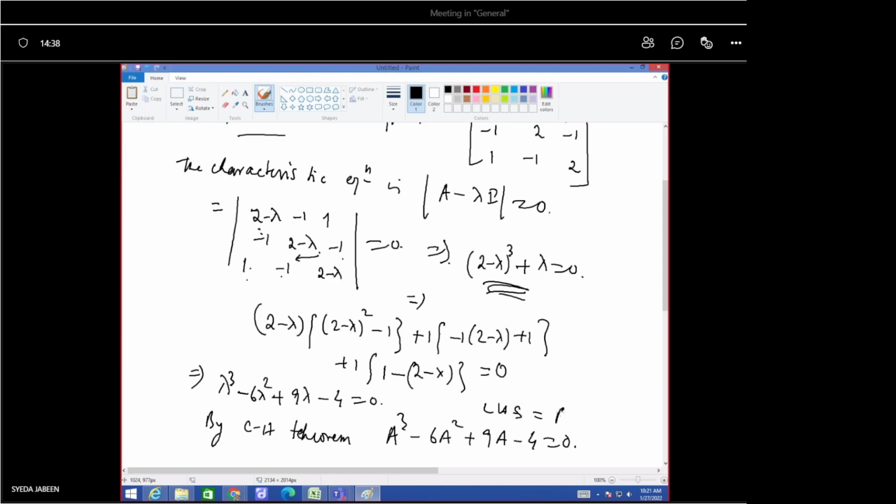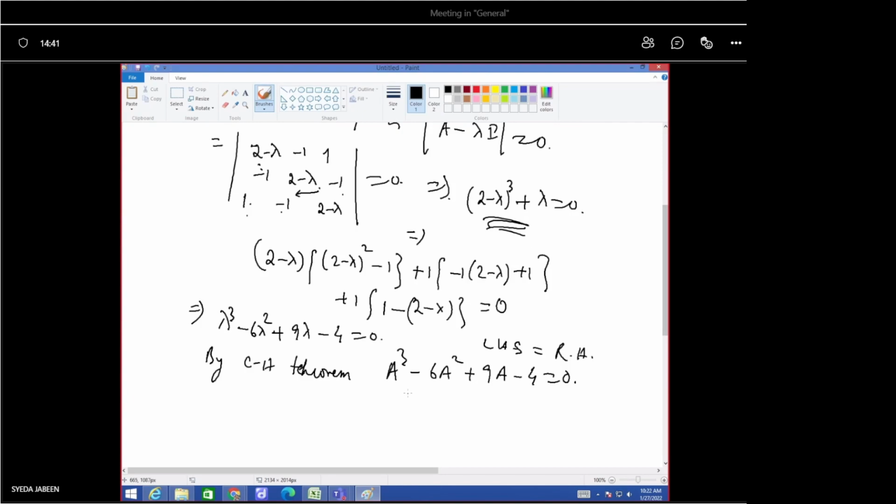See, one thing you can see from here: if I tell you to find A cube, instead of multiplying A into A, getting some result, and again multiplying by A to get A cube, which will be time taking, you can take A cube equal to this term. So that will be the answer. That also you can do.